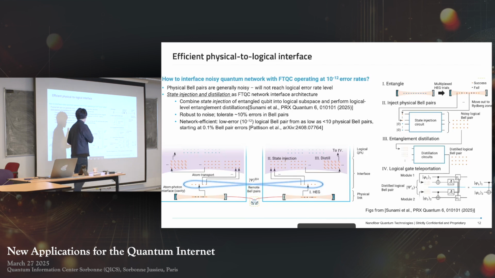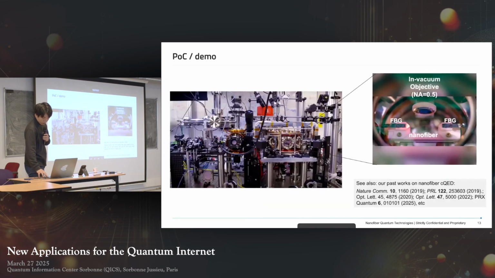And in fact, people at Harvard have shown that starting with 10 to the minus 3, you can go down to 10 to the minus 12 with as few as fewer than 10 initial physical Bell pairs. That's pretty impressive efficiency for network usage, even at 10 to the minus 12. So I think my question is what can we use that for in network architecture, say cryptography or blind quantum computation and so on. And I think that's an interesting frontier.